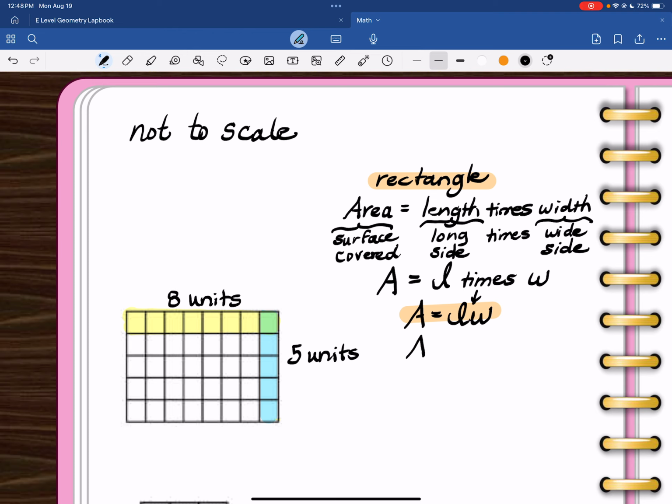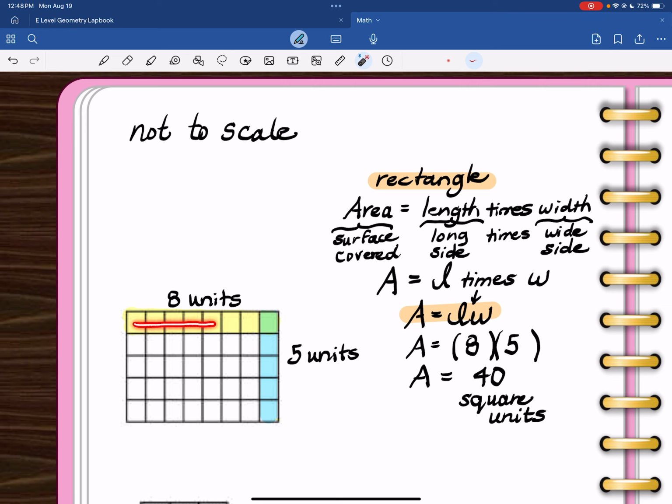So the area is going to be, what is the long side? The long side is 8. What is the wide side? 5. And 8 times 5 is 40. 40 what? Square units. So now you are doing algebra. The area of this rectangle is 40 square units. So let's check it and see.